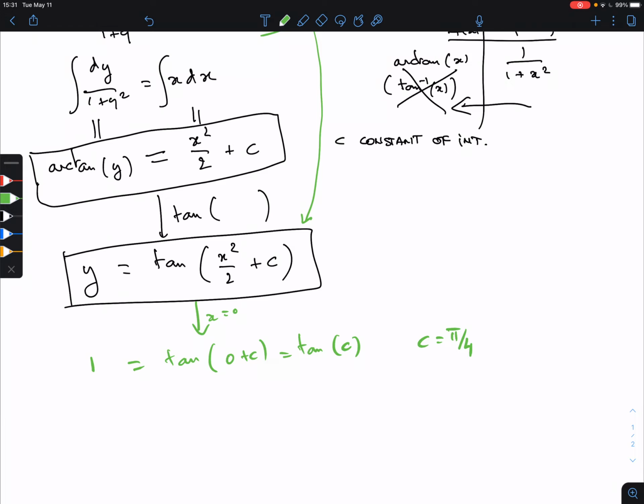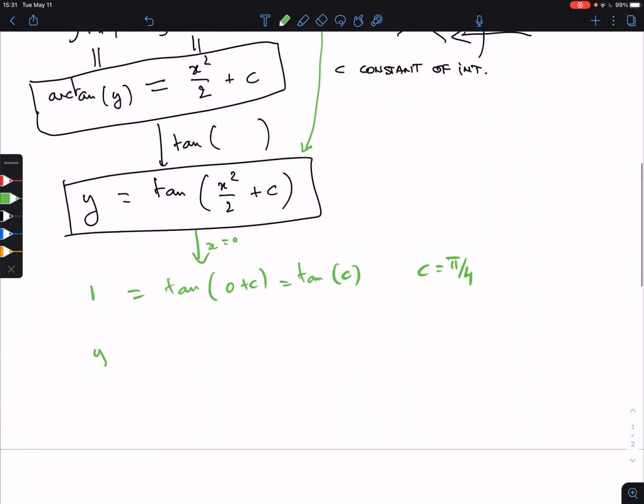Okay, so where c is not uniquely determined, the function, the solution is y equals tangent of x squared over 2 plus pi over 4. That is this function, whether you write pi over 4 or another value here like 9 pi over 4 would be another possibility. The function is the same. Okay, that's our first example of such.